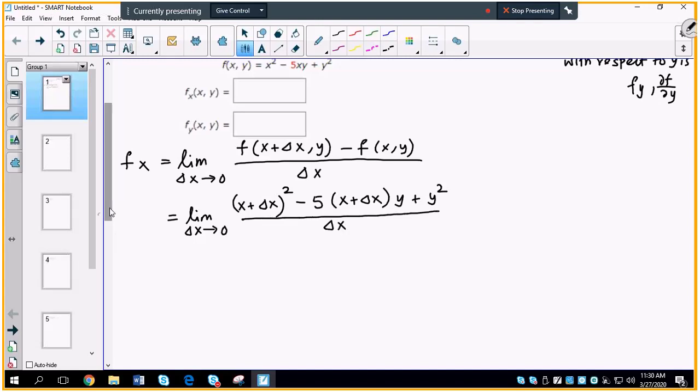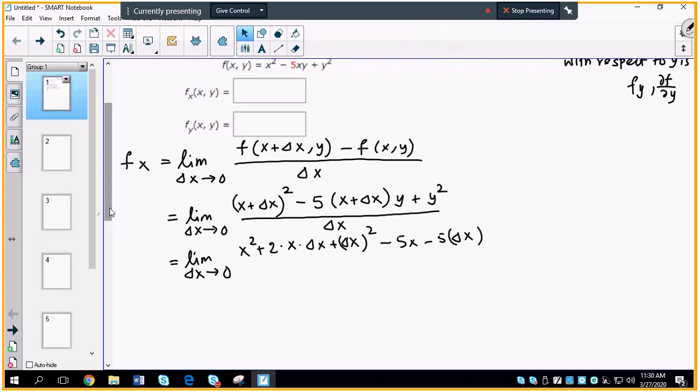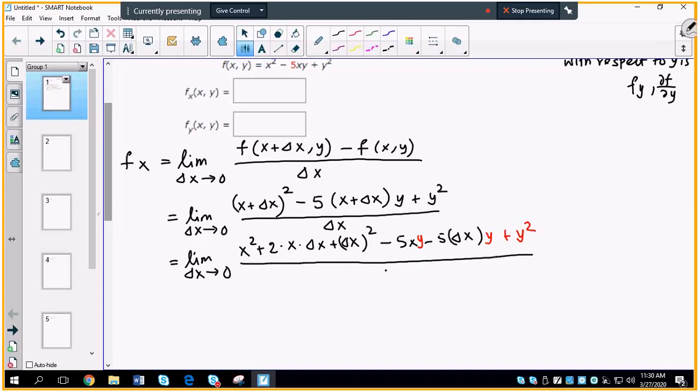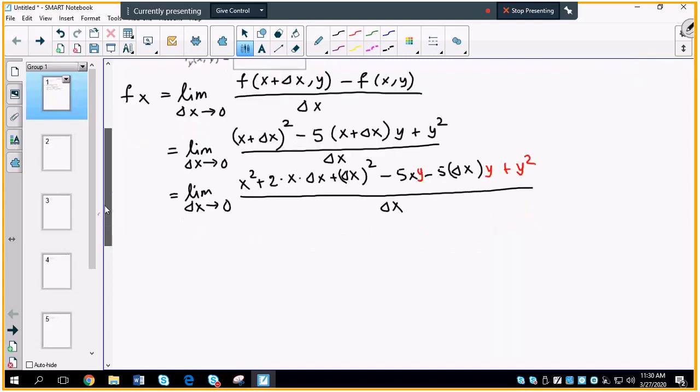The rest is simplification. So you will get limit delta x goes to 0, x squared plus 2 times x times delta x plus this quantity delta x raised to the power 2 minus 5x minus 5 times delta x, and both of them are getting multiplied by y, so I'm going to do that, y and y, and then finally I have y squared. And this is on top of delta x. So further simplification should be done.